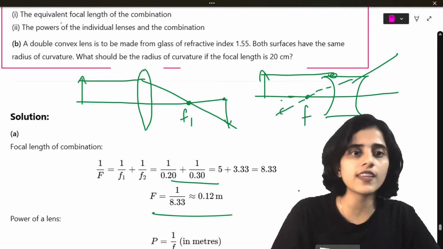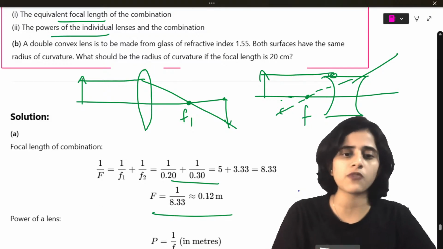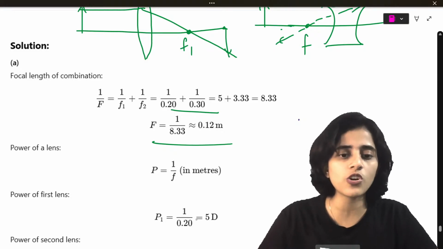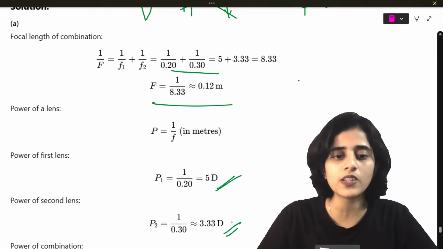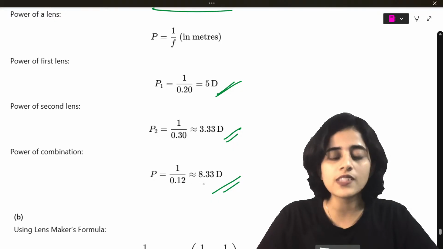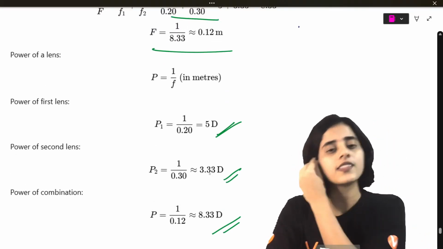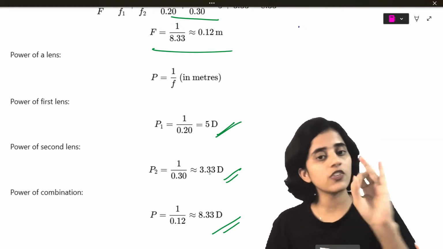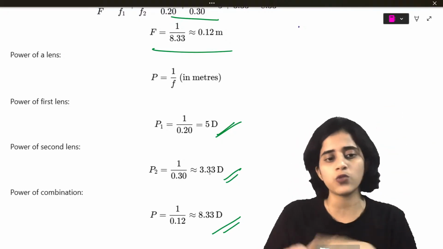Now the next part of the question. We found the equivalent focal length. We have to find the power. What is power? Very easy. 1 by f. So 1 by 0.20 and 1 by 0.30, and you will get both the powers individually. The total power will be 1 by 0.12. Whenever you take focal length, it should be in meters. So you find the individual powers P1 and P2, and the combined power also because you know the combined focal length.